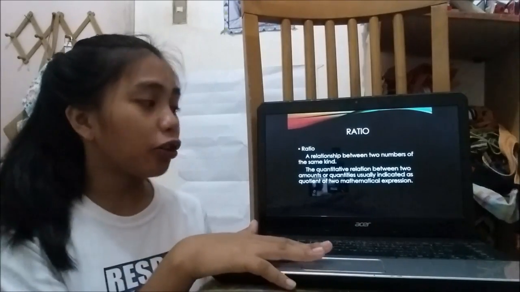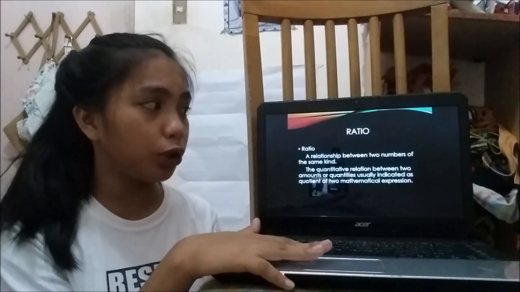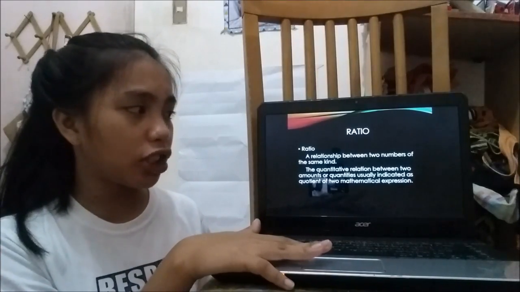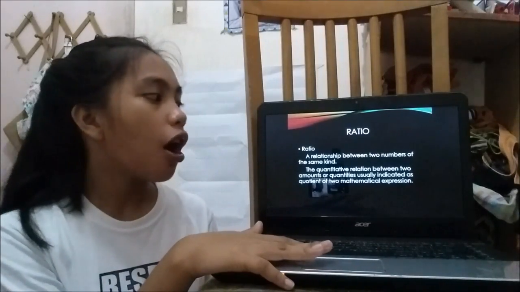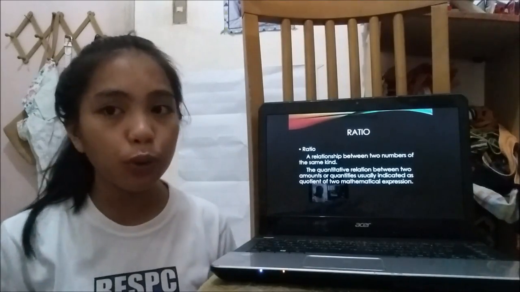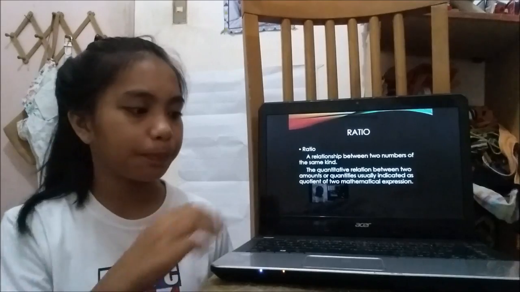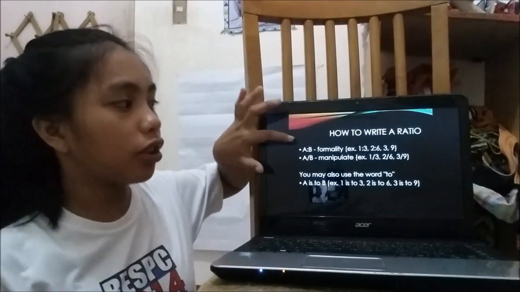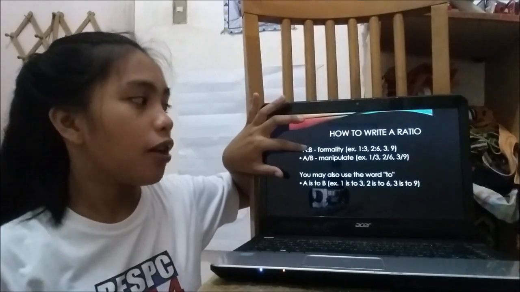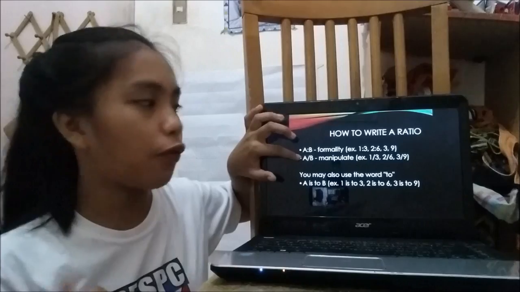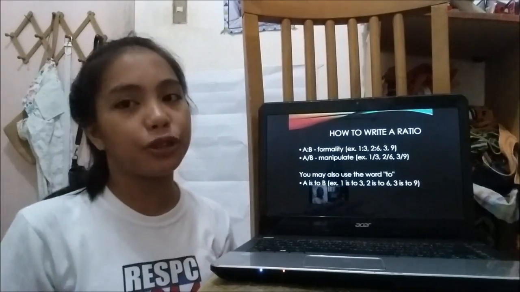Ratio. A ratio is a relationship between two numbers of the same kind. The quantitative relation between two amounts or quantities, usually indicated as the quotient of two mathematical expressions. How to write a ratio? We can use a colon in writing a ratio. We can also write a ratio in fraction form. We can also use the word "to".